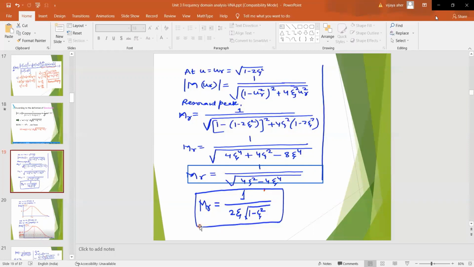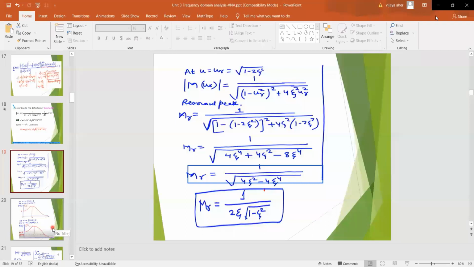Students, you are supposed to write all these final equations in your summary. For resonant frequency, this is the equation. For MR, the resonant peak, this is the equation. You need to remember them because they are needed while solving examples related to second order systems. Are you with me? Any doubt up to this? Write all these steps in your notebook.